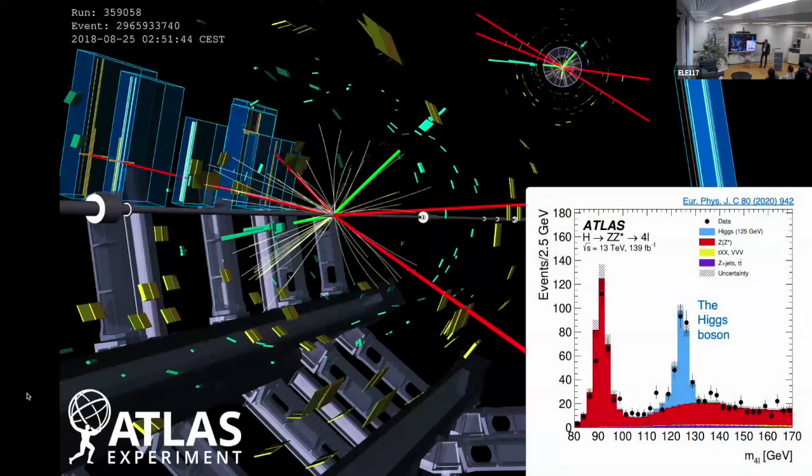And then you see something like this. You see a peak here of data. You see the data points in black. And this is the Higgs boson. So at a given mass, you have a resonance. You have many particles creating this mass.